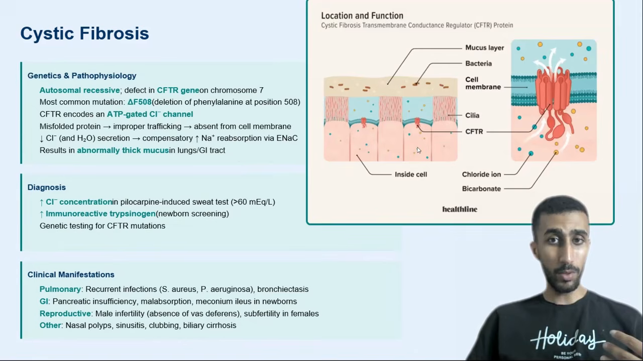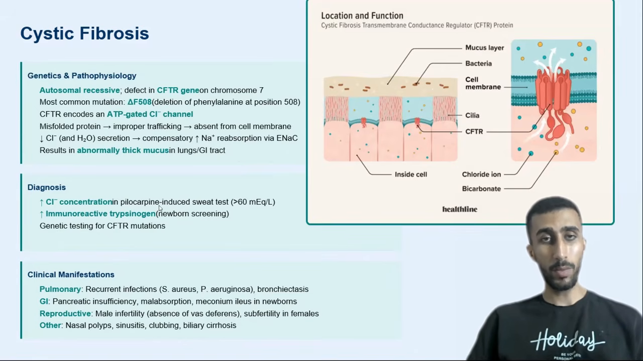So if it's supposed to be absorbed and it is malfunctioning, it's going to accumulate on the outside. This is the idea behind the increased chloride concentration in the pilocarpine-induced sweat test. If it is more than 60, it's confirmatory for cystic fibrosis. And for the newborns, we need another test, which is increased immunoreactive trypsinogen.